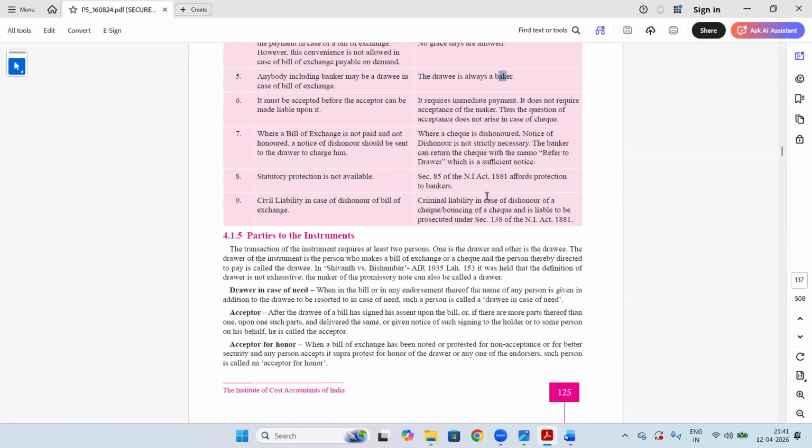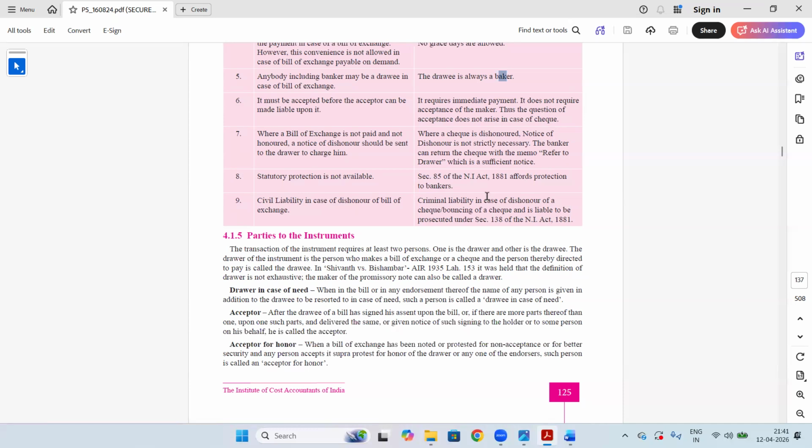A bill of exchange must be accepted before the acceptor can be made liable, whereas in the case of a check, it should be immediately paid. If a bill of exchange is not paid or not honored, a notice of dishonor should be sent to the drawee in charge. Where a check is dishonored, notice of dishonor is strictly necessary.